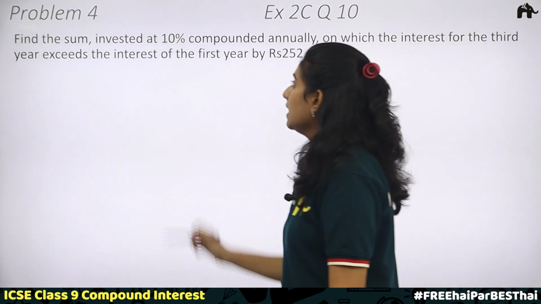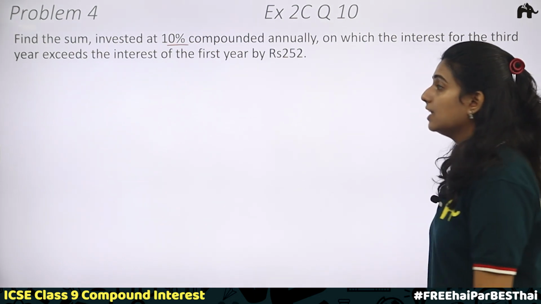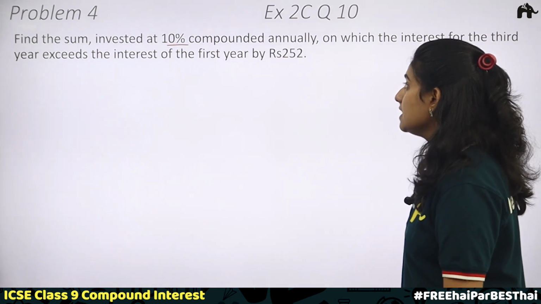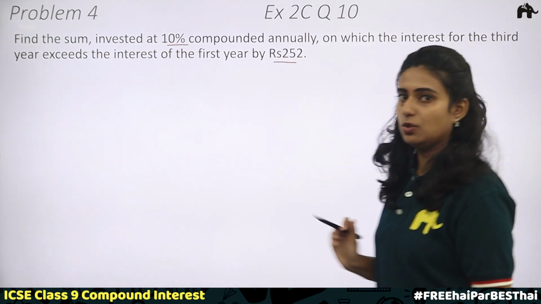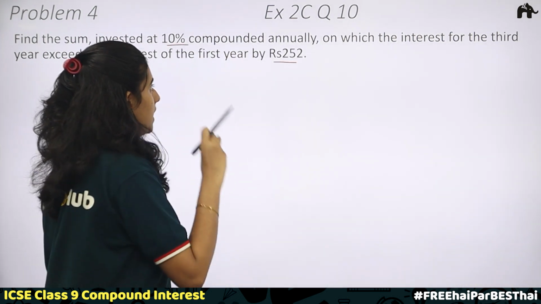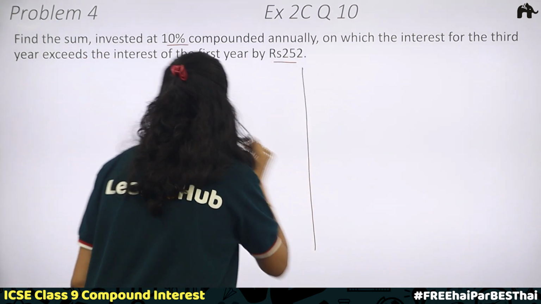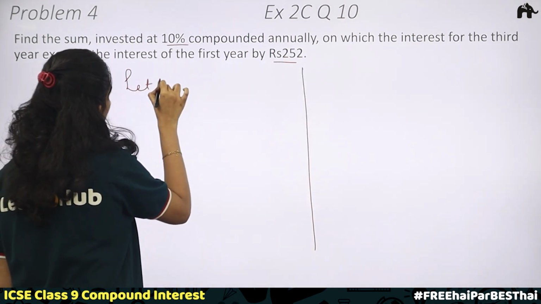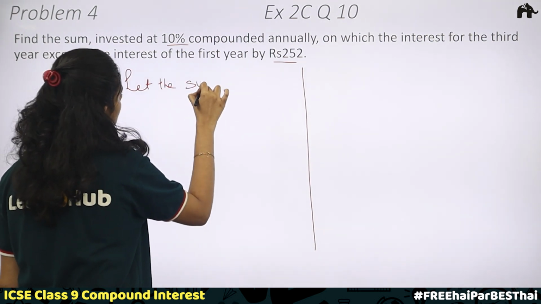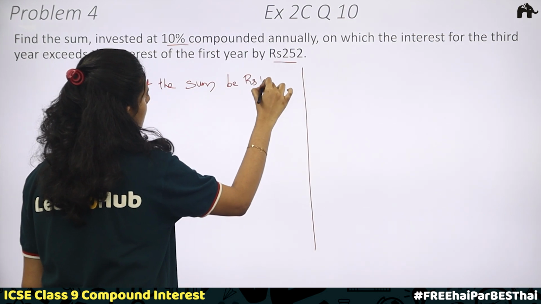Find the sum invested at 10% compounded annually on which the interest for third year exceeds the interest of first year by rupees 252. So, in this case, this type of question where the original sum is not given, we will be taking the original sum to be equal to rupees 100. Okay. Same thing, let the sum or original sum be rupees 100.